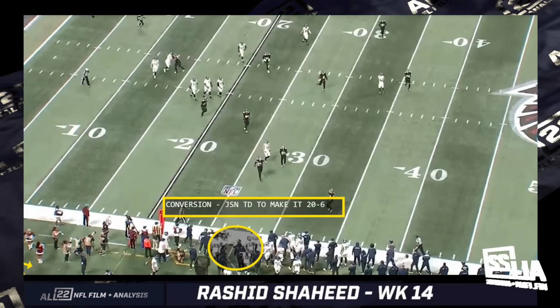He had 5 targets on the day, 4 catches. JSN got 10 targets. That sounds fine to me from a usage standpoint. At some point soon, Horton will return. I think it's week 16, the Rams game maybe. He could be designated to return.